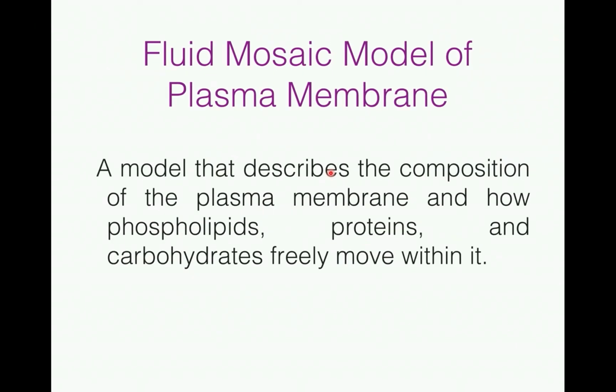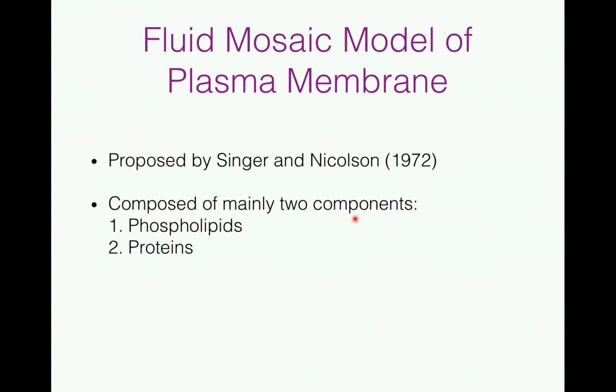And then the fluid mosaic model of plasma membrane, which describes the composition of plasma membrane and how phospholipids, proteins and carbohydrates freely move within it. The fluid mosaic model was proposed by Singer and Nicolson in 1972.